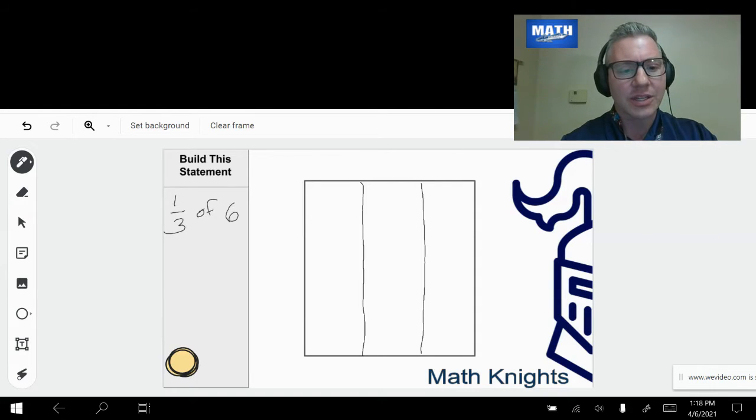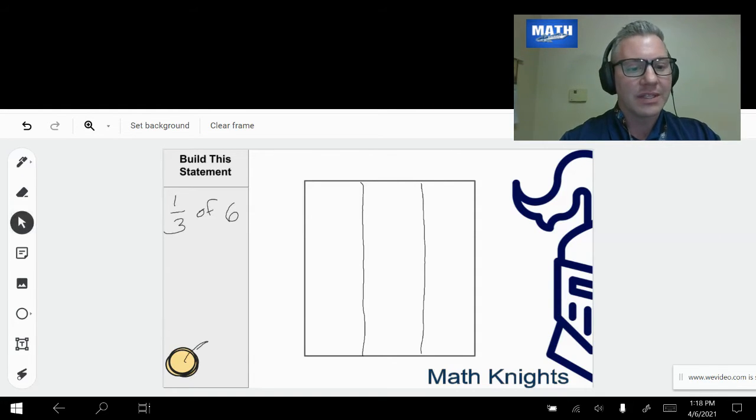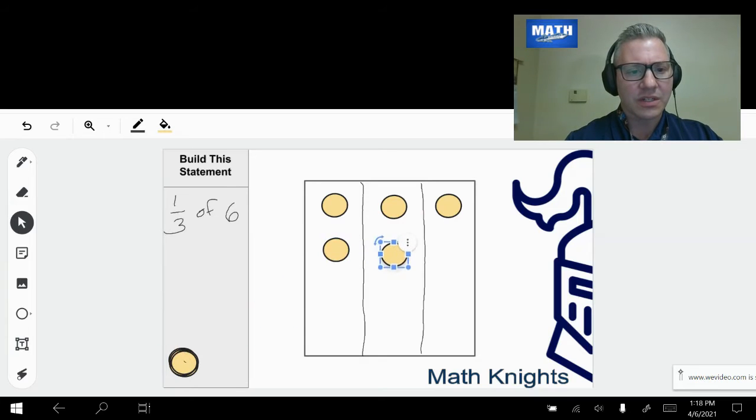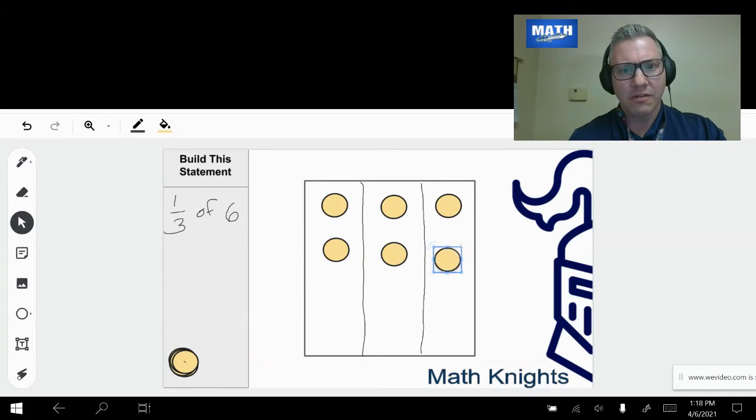I'm going to use these handy dandy chips over here. So I'm going to erase that line I just made. And I'm going to take, how many chips do I need? I need 6 chips. So I'm going to put them into the thirds. So kind of like I did with equal groups, I'm going to take 1 chip there. I'm going to put another chip there, 2 chips, 3 chips, 4 chips, 5 chips, 6 chips. Well, that's awesome. So then what's 1/3 of 6?